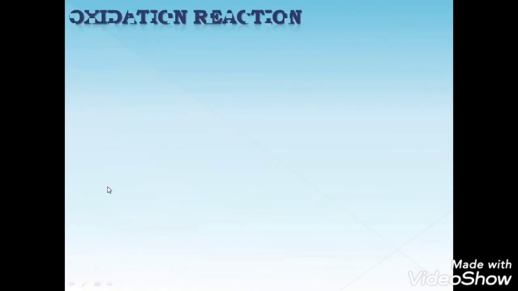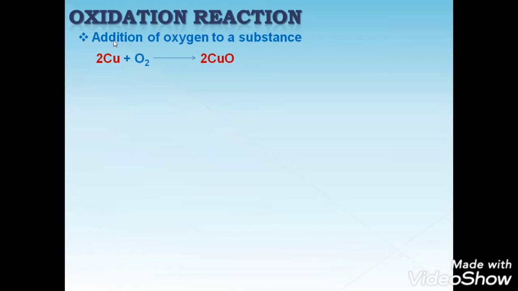Let us learn what is oxidation reaction. We have certain characteristics which tell us that oxidation reaction is taking place. One such characteristic is addition of oxygen to a substance. We already learnt in the previous slide that when a substance combines with oxygen, we call it oxidation. That was known earlier. So the same thing we have with an example here.